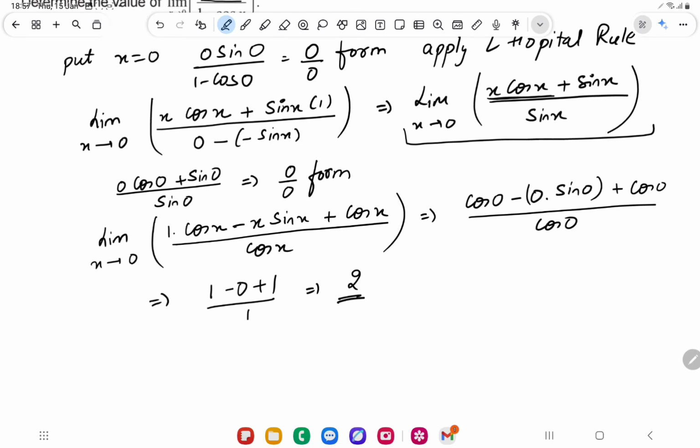You can also solve this using rationalization. You can try rationalizing the denominator and then you will get the same answer.